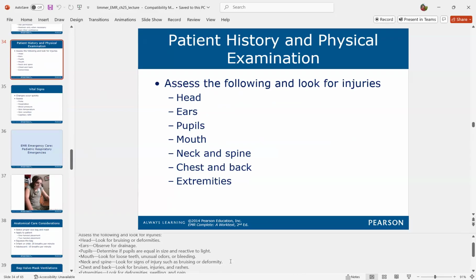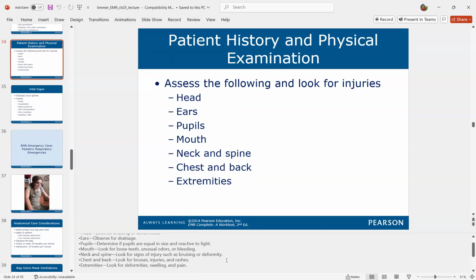Neck and spine, we're looking for injuries like bruising or deformities. Chest and back, we're looking for bruises, injuries, rashes that they might have. On extremities, looking for any deformities, swelling, pain, going through our DOTS mnemonic. So we're doing our head to toe. And if it's appropriate, in some children, you might have to do a toe to head, starting at the toes and working your way up if they're really young. That would be another way to do it as long as you're hitting all those points.